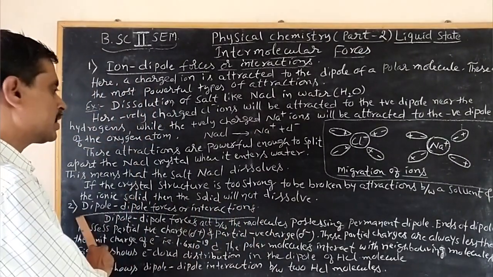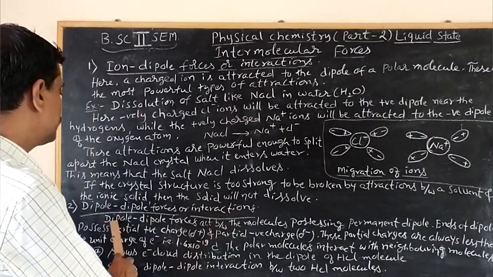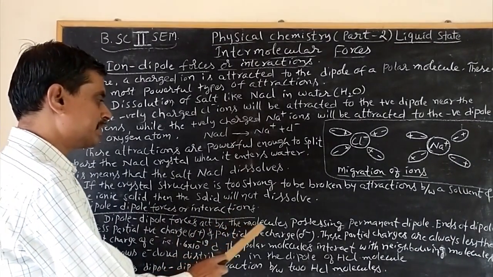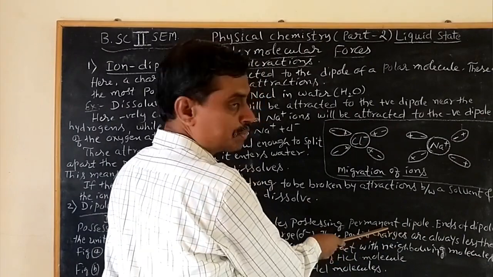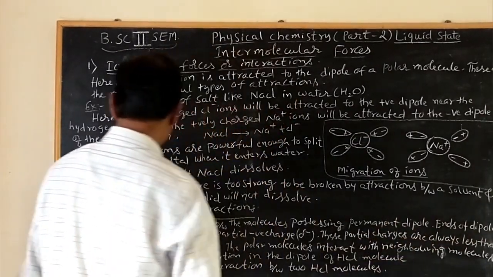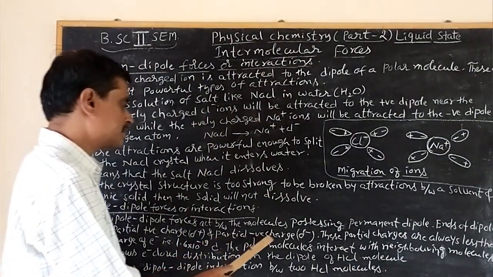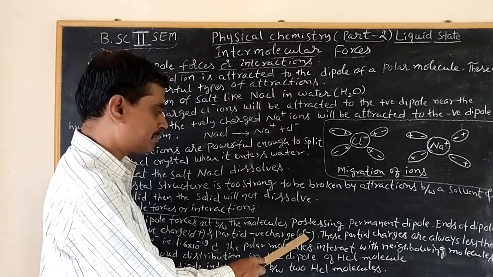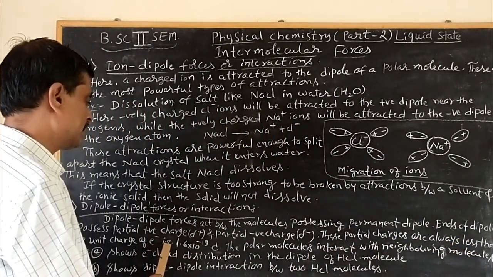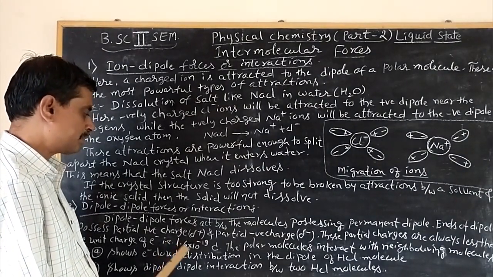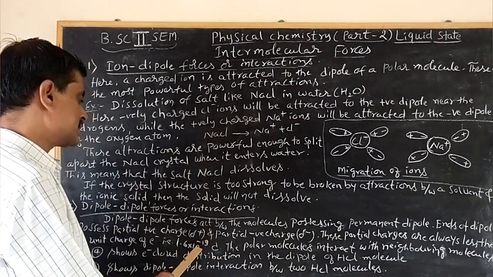This is first. Second one is dipole-dipole forces or dipole-dipole interactions. Here dipole-dipole forces act between the molecules possessing permanent dipole. Dipole will be permanent. Ends of dipole possess partial positive charge designated by delta plus and partial negative charge designated by delta minus. These partial charges are always less than the unit charge of electron, compared to the value 1.6 into 10 to the power of minus 20 coulombs, which is the electron charge. It is always less than this value.